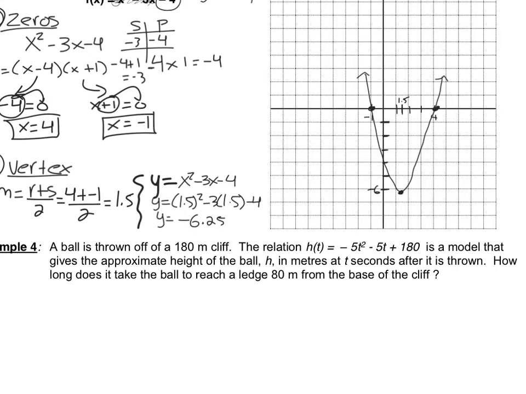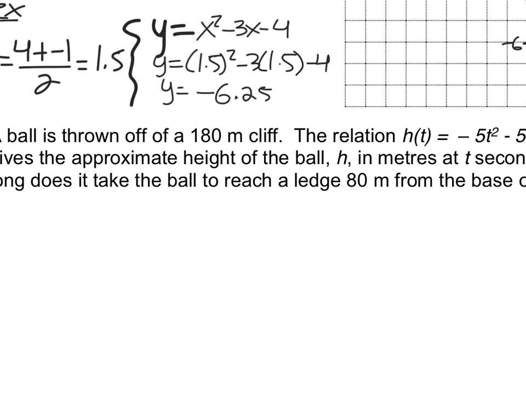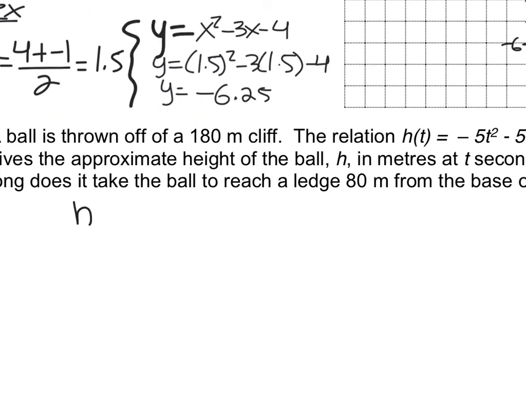So what it's telling me to do is to find how long, the time t, it takes when the height is already at 80 meters. This means I need to replace my h with 80 and then solve. So first, I'm going to write down my formula, which is h equals negative 5t squared minus 5t plus 180.